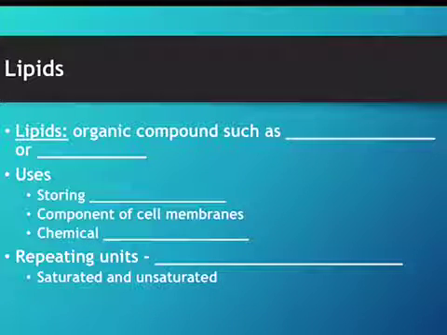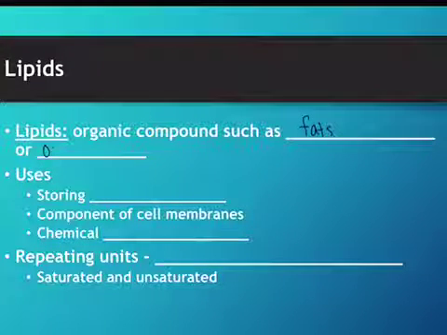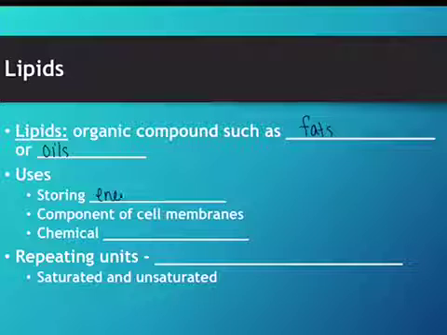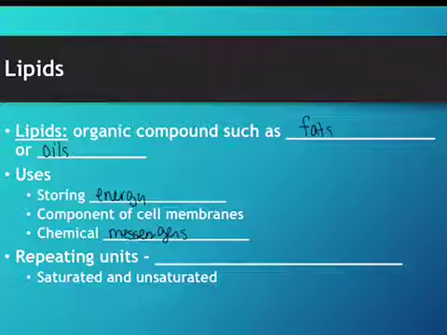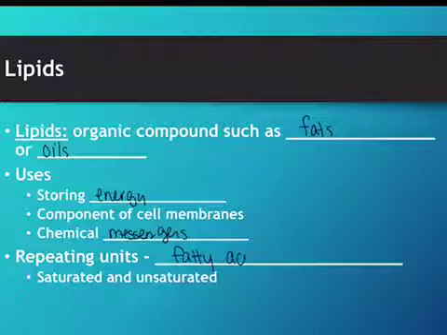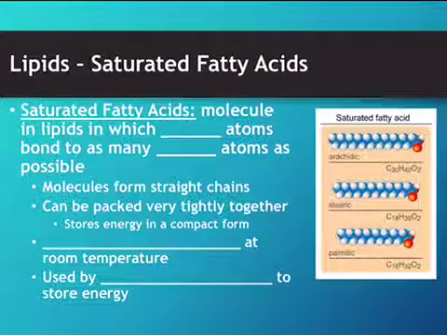So our second class of organic molecules are lipids. Lipids are organic compounds such as fats and oils. Again, they're used to store energy, and they're also found in the cell membranes, and they can serve as chemical messengers within cells. So their repeating units, or their monomers, are called fatty acids. And there are two types of fatty acids. We can have saturated and unsaturated fatty acids.